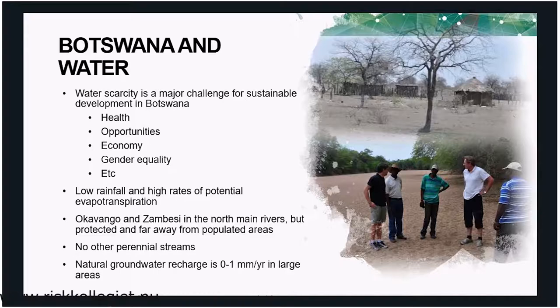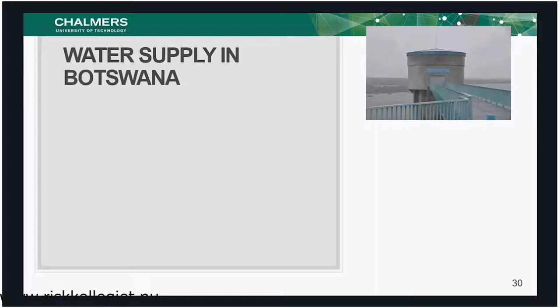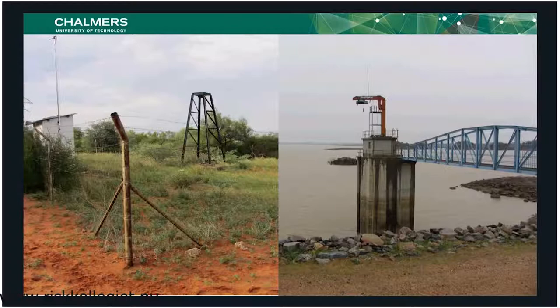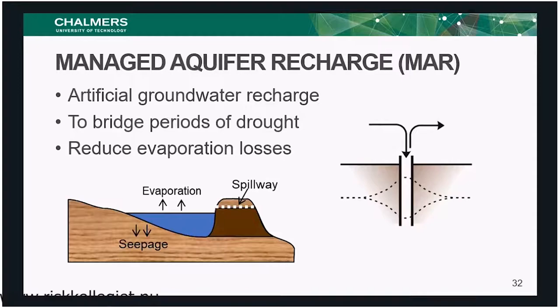So eastern Botswana here is the most relevant area. Here are the perennial rivers, but down here is where people live. And they have a large water distribution network connecting groundwater wells and surface water dams. Quite often the dams look like this because the water is just gone. And so the idea is to take water and infiltrate it into the ground in deep wells to store it, and then use it when necessary.